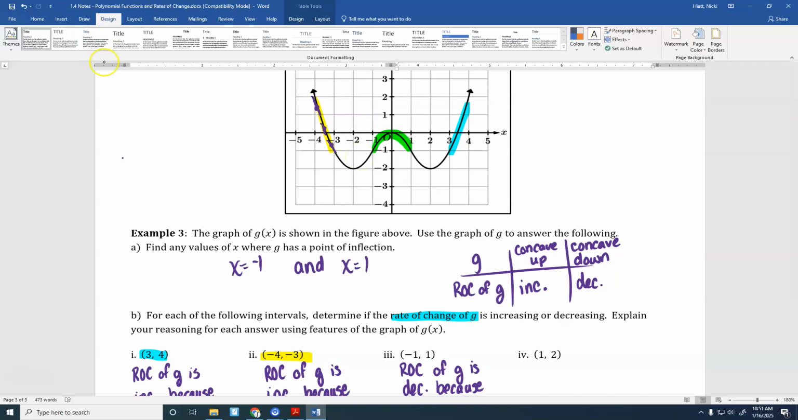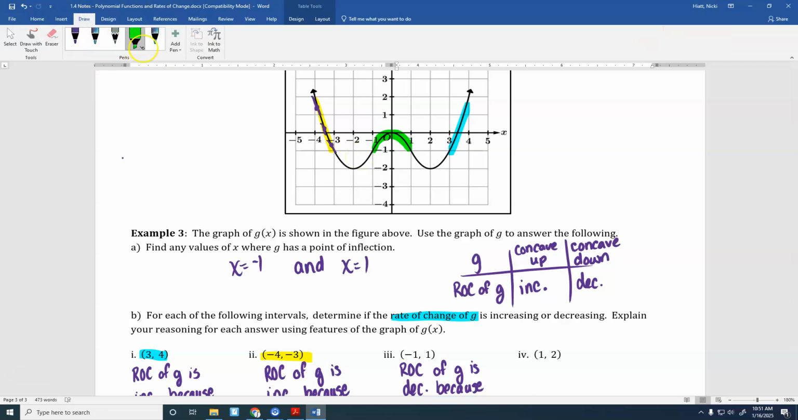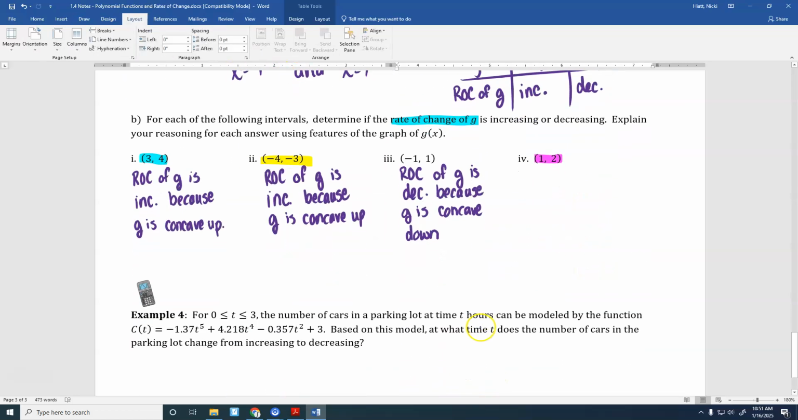And then for this last piece right here, we've got from 1 to 2, which is this little piece right here. Is our rate of change increasing or decreasing here? Increasing. Okay. So, rate of change of g is increasing because g is concave up for that.